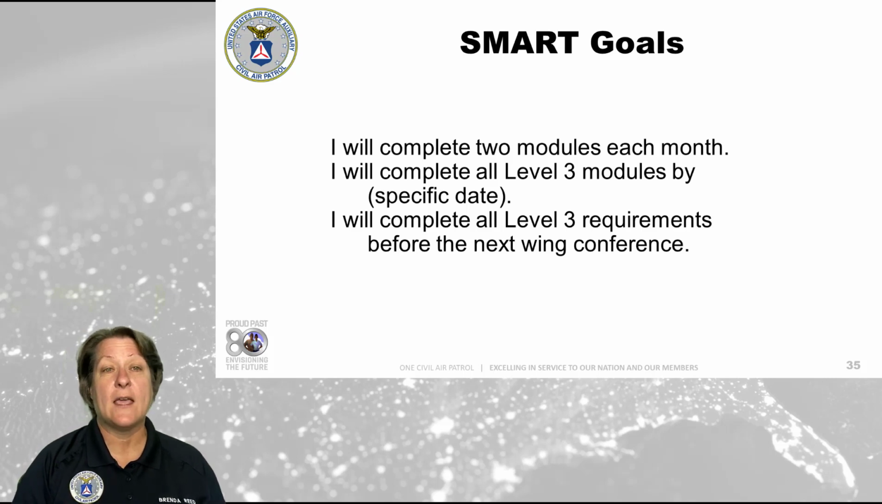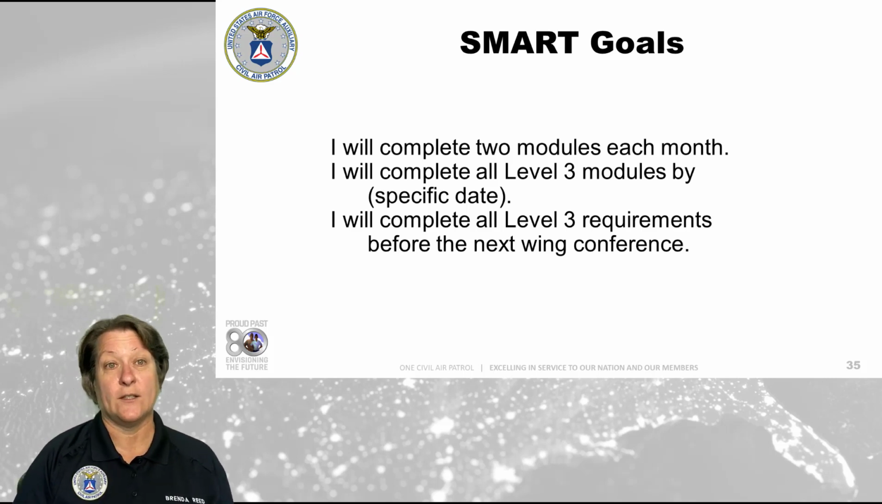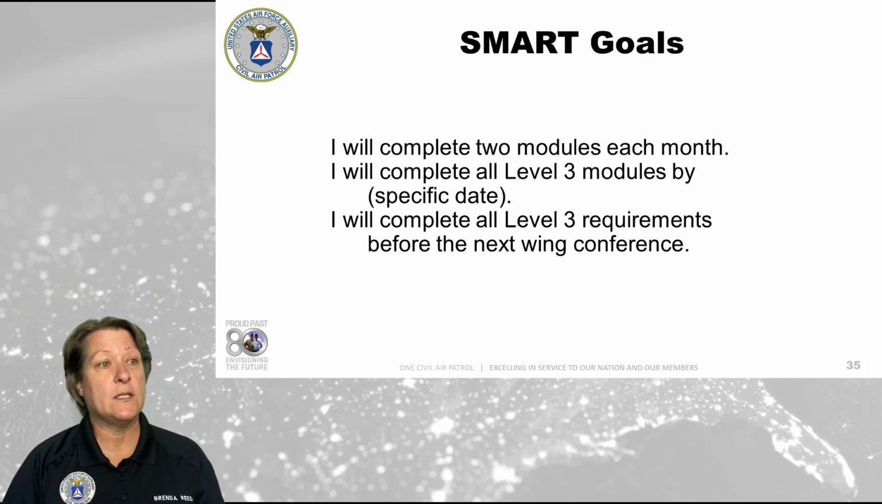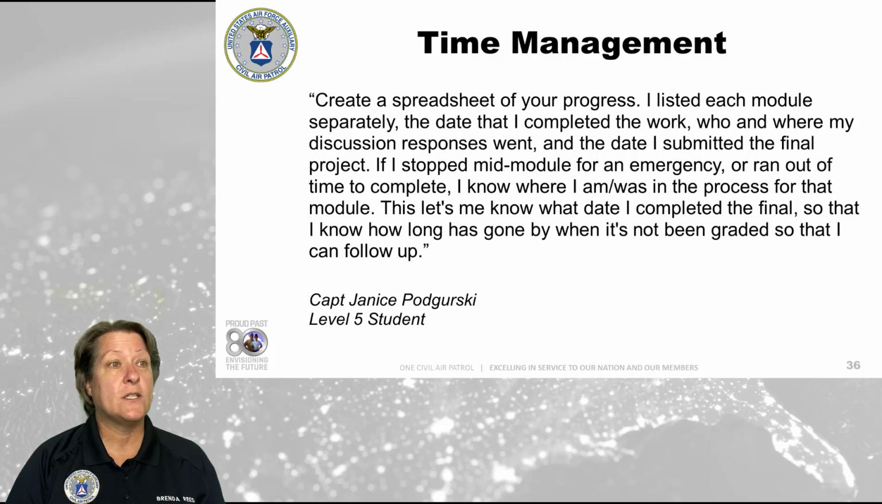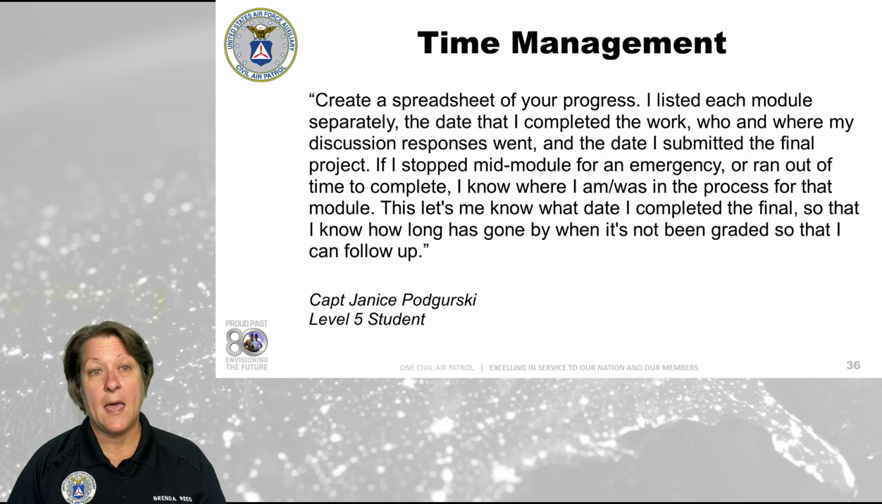Now, I went out and I asked some students who were very successful students for some of their tips and tricks and how they got through as a Volunteer University online student. So for time management, Captain Podgorski, who was a level 5 student in my cohort, said, create a spreadsheet of your progress. She listed each module separately, the date she completed the work, who and where she responded to in her discussions, and the date she submitted her final project. That way, if she was working mid-module and had to stop and go do something, when she came back, she knew what she had already done. She knew where to pick this up.